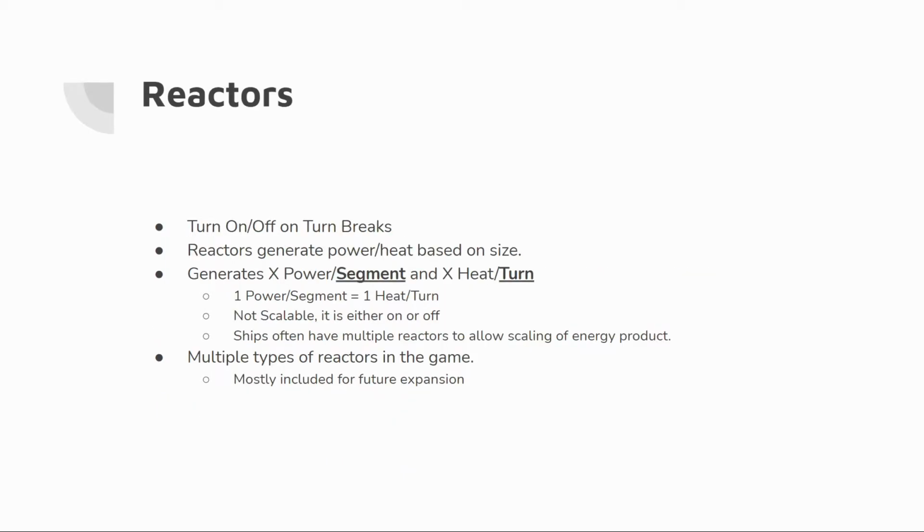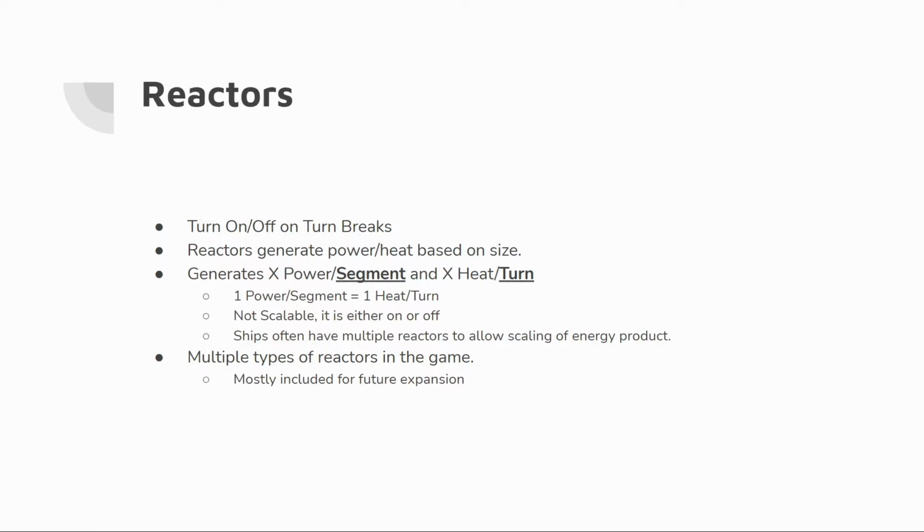Reactors are what generate power and heat in the game. They are turned on and off on turn breaks, that's once every 8 segments, as we covered last session. The amount of power and heat that a reactor generates is based on its size, which is set by the game designers, and the players can't change it at all. Just keep that in mind when you look at the various ship sheets, going, this ship is reactor size 4, this one has 3 reactor size 3. I wonder why that is. There's in-universe reasons for that.